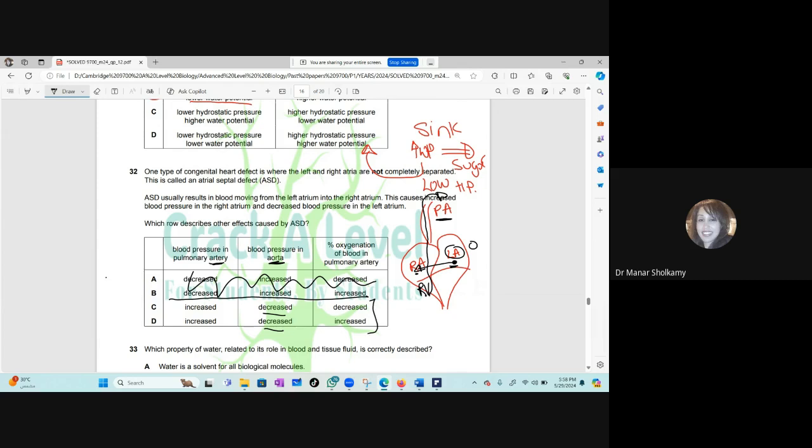Now here, this is the confusing part. The percentage oxygenation of blood in the pulmonary artery, will there be more oxygen or less oxygen? More oxygen. Yes, because it came from the left atrium. So the answer for 32 is D. Did you understand that? Yes, I do. Pulmonary artery is deoxygenated, but now we will have more percentage oxygenation in the pulmonary artery because the blood came from the left atrium. Good?